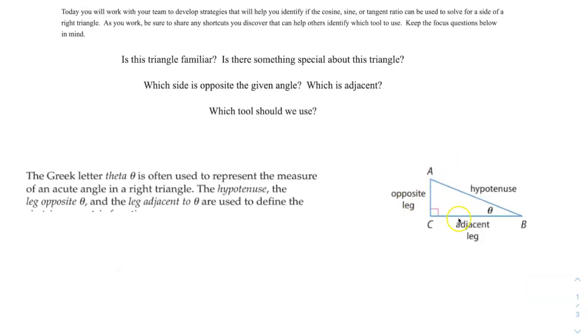We're solving specifically right triangles. Our leading question is: is the triangle familiar? We're looking for only right triangles. What we're doing only works for right triangles. There's something special about the triangle: it has a right angle. What side is opposite of the given angle? When you have an angle here, the opposite side is always the one across from it.